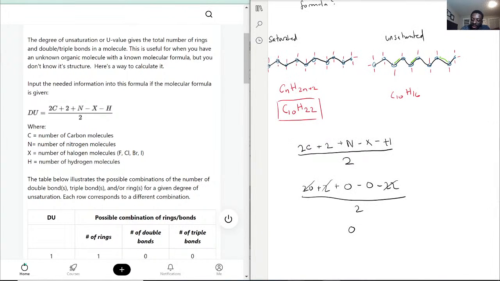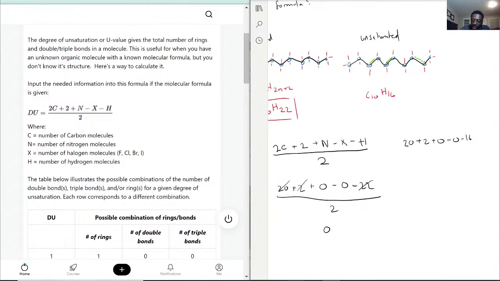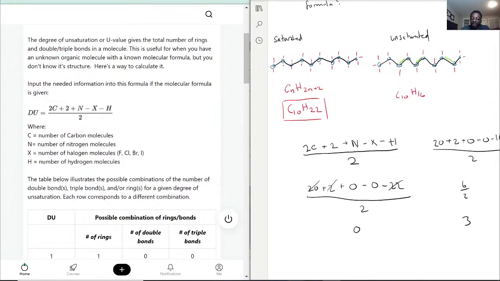Now the C10H16, same thing here. We have 20 plus 2 plus 0 minus 0 minus 16 over 2. So 22 minus 16, we have 6 over 2. And yep, it is indeed 3. Now you're probably wondering exactly how I got 3? As you notice, we have only 3 double bonds. This is the tricky part: when it's double or triple, think of it, in a sense, as adding a level of unsaturation.